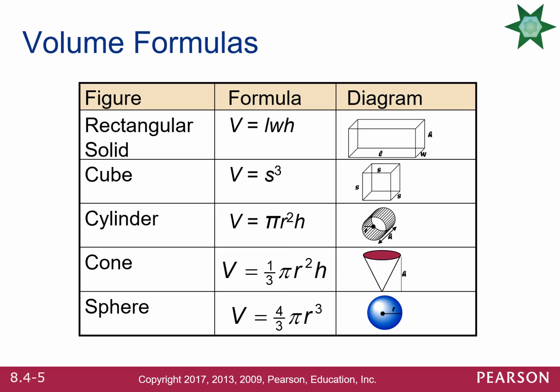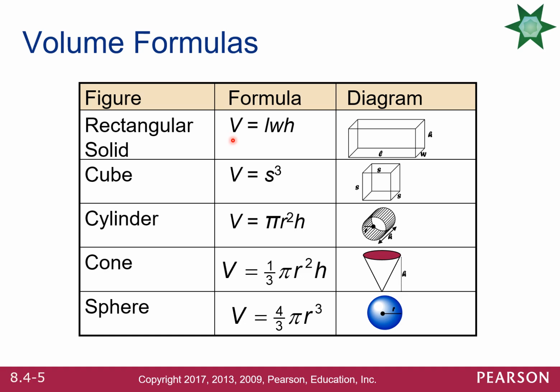So here's a table with the different three-dimensional figures, and then the related formula to find the volume. So these are all volume formulas, and then a diagram of what the figures look like. All right. So the first one is a rectangular solid, which is essentially a box-shaped figure.